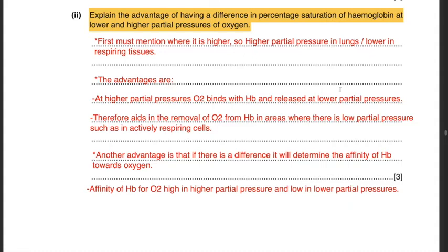The advantages are at higher partial pressures, the oxygen binds with hemoglobin and it is released at lower partial pressures, thus allowing oxygen to be delivered to areas where it is lower in concentration, such as in respiring tissues. And as I mentioned, therefore aids in the removal of oxygen from hemoglobin in areas where there is low partial pressure, such as in actively respiring cells. Another advantage is that if there is a difference, it will determine the affinity of hemoglobin towards oxygen. The affinity of hemoglobin for oxygen is high in higher partial pressures and low in lower partial pressures. Writing these key points will earn you 3 marks.